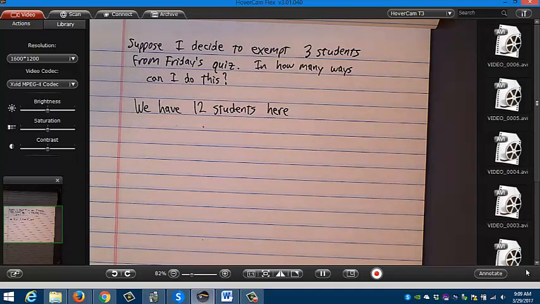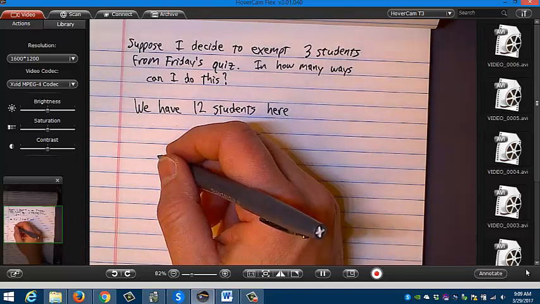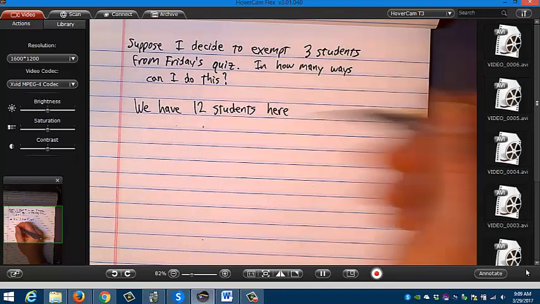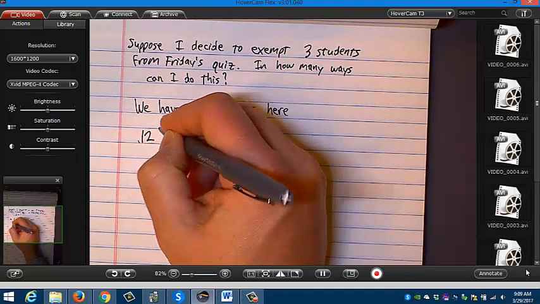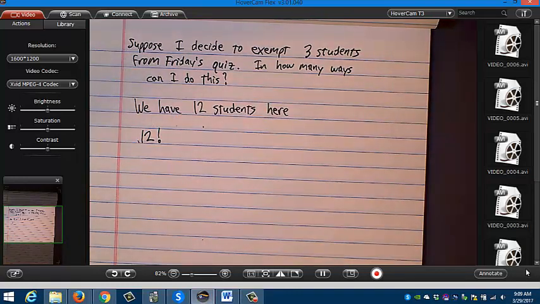Well, how many different ways could I have the 12 of you line up? That'd be what? We actually should know this. How many different ways can we line up? Not that you're going to compute it. Well, you might. But the basic formula is 12 factorial, correct? That's the formula. But here's the thing.